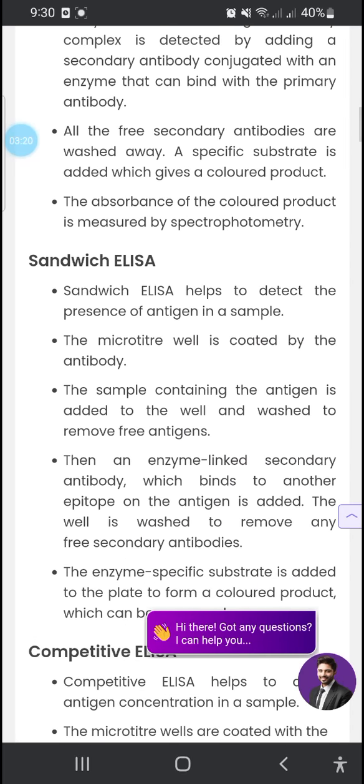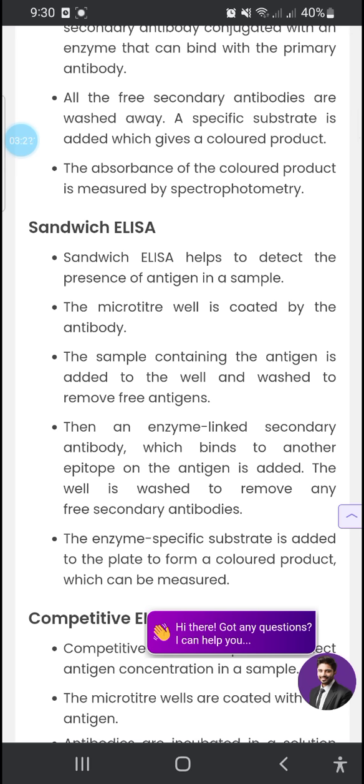Second, sandwich ELISA. Sandwich ELISA helps to detect the presence of antigen in a sample. The microtiter well is coated by the antibody. The sample containing the antigen is added to the well and washed to remove free antigens.